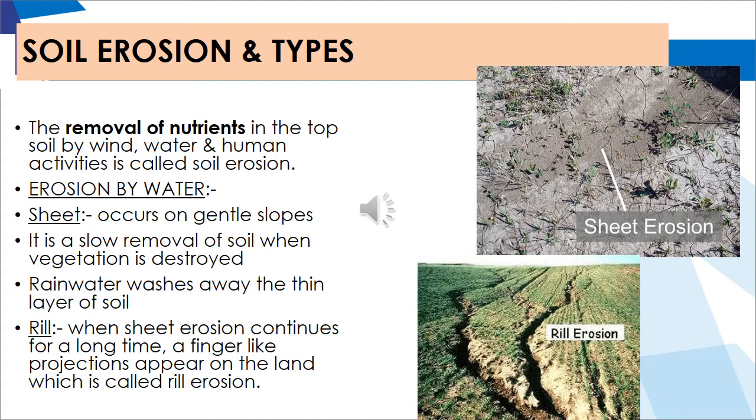As you can see in the image given on the right hand side, when sheet erosion continues for a longer period of time, small finger-like projections appear on the land, which is called gully erosion.